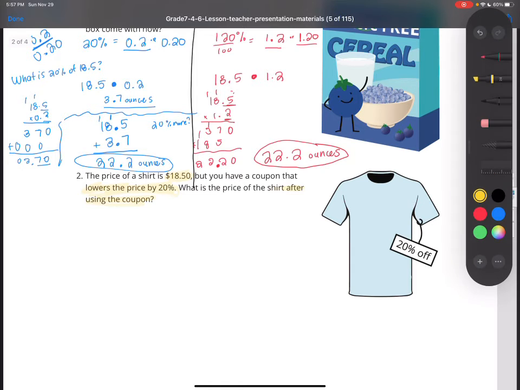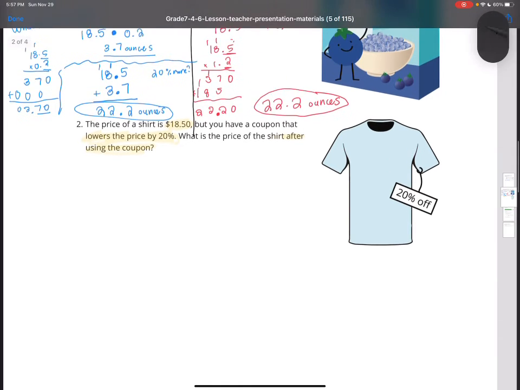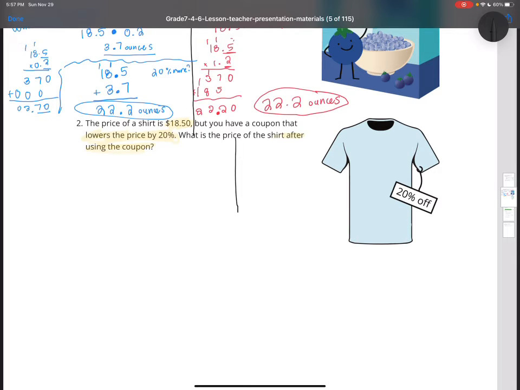All right. Now, I'm not sure how many of you go shop with your guardians in the store or stay at home, but when we use coupons, it lowers the price. It lowers the price. Okay?